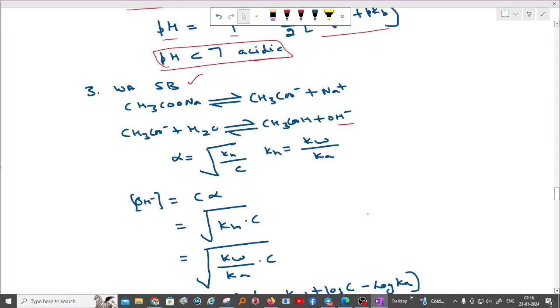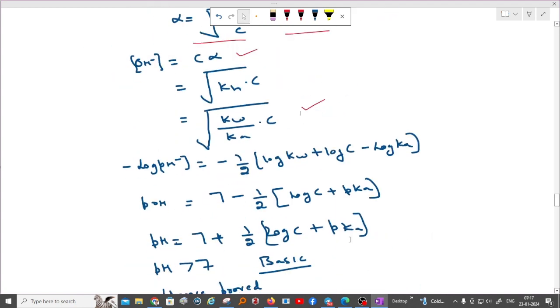So OH minus ion is released, alpha value is Kh by C, and Kh equals Kw by Ka, and here OH minus will be C alpha. So here we have put the Kh value like this, and then we have taken logarithm on both sides. So pOH is coming as 7 minus half log C plus pKa.